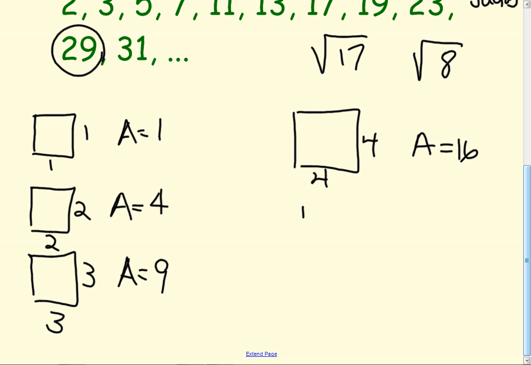Is that why they call it square root? That's right. Yeah, all of that makes sense.